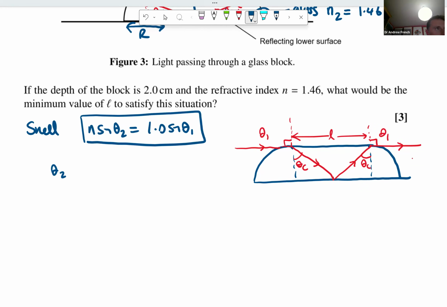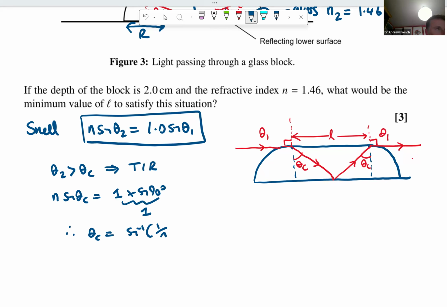If theta 2 is bigger than theta critical, then that means we have total internal reflection. And in this situation, n sine theta c is going to be 1 times sine of 90, which of course is 1. So theta c is inverse sine of 1 over n. Put the numbers in, and that gives you inverse sine of 1 over 1.46, which is about 43 degrees. Pity it's not 42 degrees, but never mind.